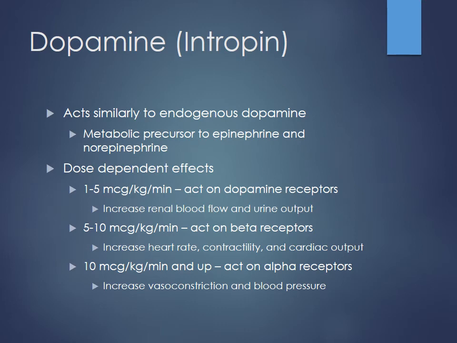Here you're going to find more effects on the beta receptors. So it's going to have positive effects on the heart rate. You're going to see better contractility out of the heart, primarily because it's affecting those beta receptors. Okay. If you go even higher doses than that, above 10 mics per kilo per minute, you're going to start to have more alpha effects as well. Okay, so now you can start to see increases in blood pressure along with positive effects on the cardiac output.